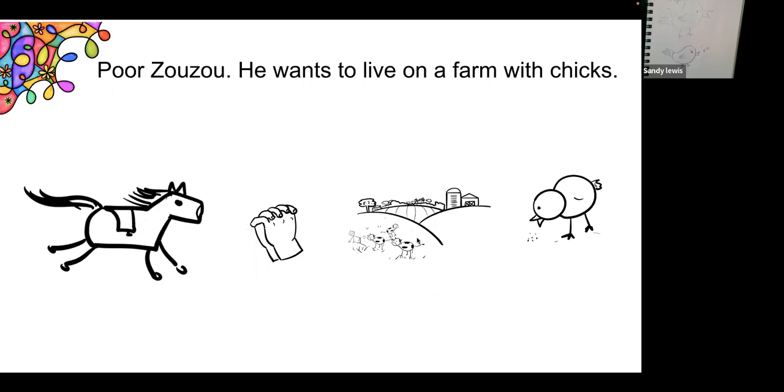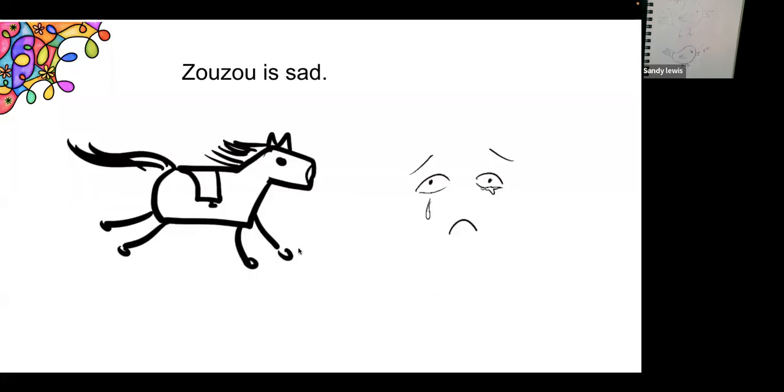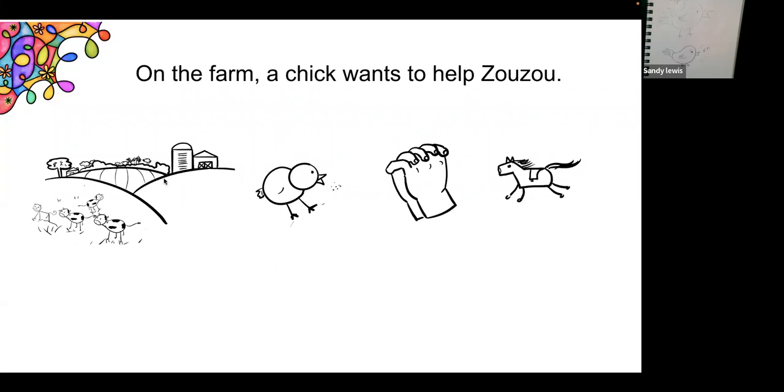Zuzu wants a farm. Or Zuzu wants to live on a farm. Zuzu wants to visit a farm. It could be anything you want, but for me, he wants to live on the farm with chicks because I like drawing chicks. That's why I use them. Zuzu is sad. On the farm, the chick wants to help Zuzu.